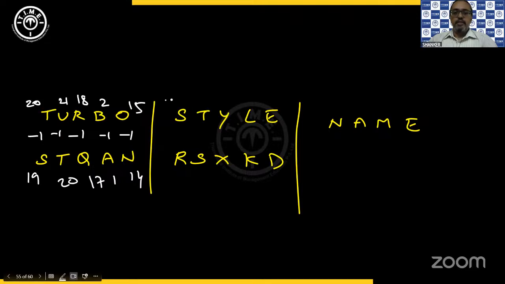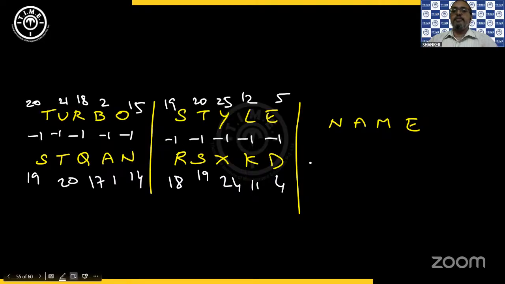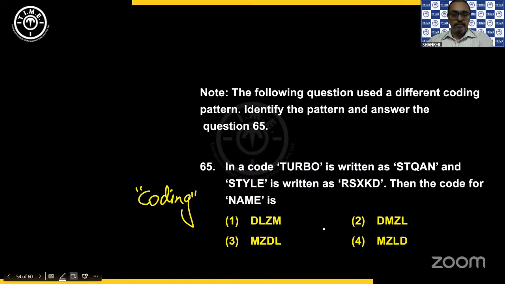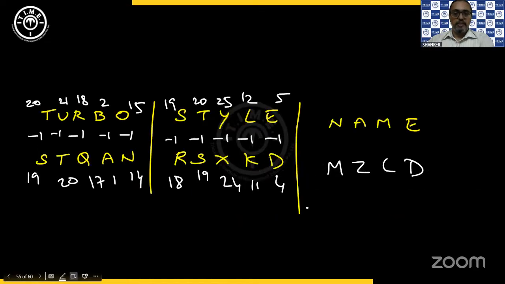Same way. See, 19, 18, 20, 19, 25, 24, 12, 11, 5, 4. So here also everywhere minus 1 is happening. So basically it is the previous letter you take. So what is the previous? M, Z, L, D. That's all. Where is it available? Fourth option. M, Z, L, D. Mark and move on. Previous letter. That is the logic, the previous letter according to the alphabetical order.